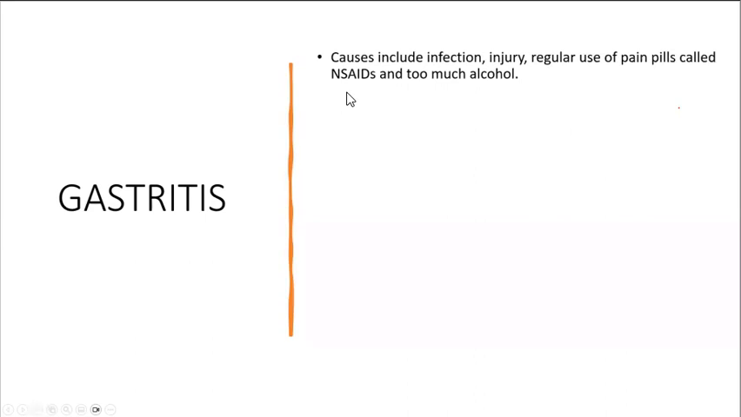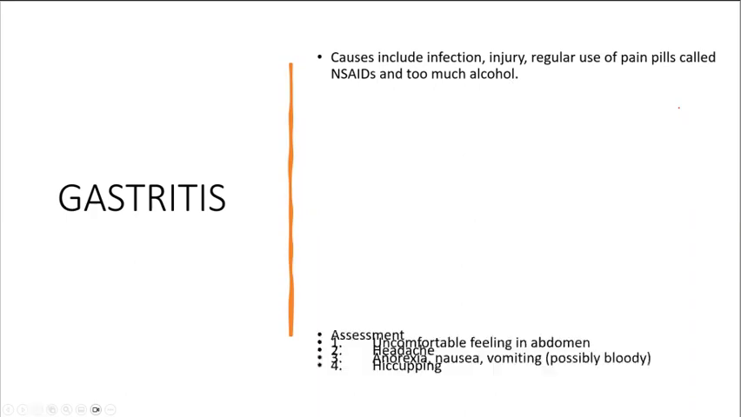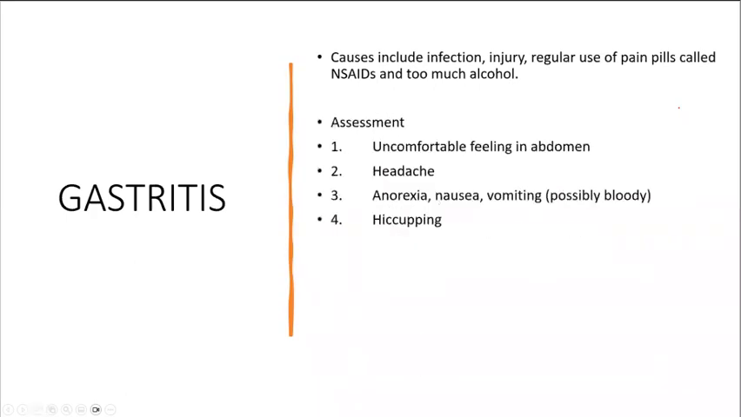So you must be able to relate all of this together, put 1 and 2 together. Again, too much alcohol could also cause gastritis. When we assess our patient with gastritis, what are they going to tell us? What are we going to see? They will tell you they have this uncomfortable feeling in their abdomen. They will tell you they're having headaches, those GIT symptoms, anorexia, nausea, vomit that could possibly contain blood.